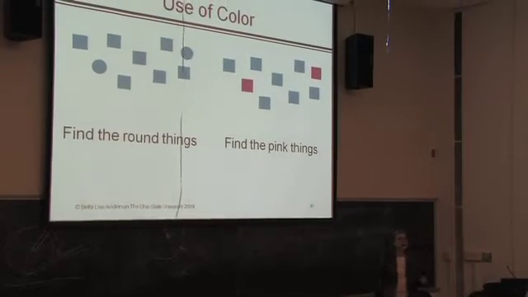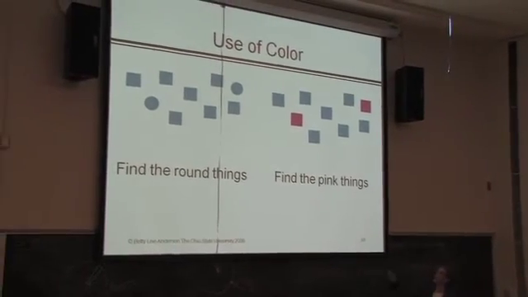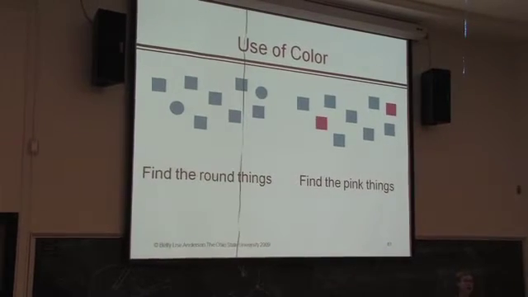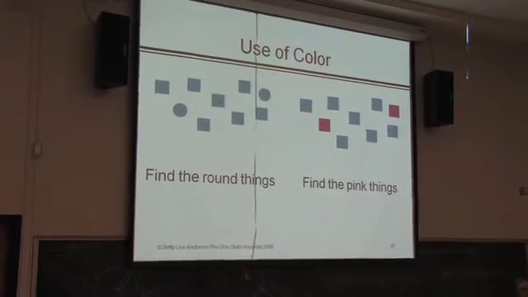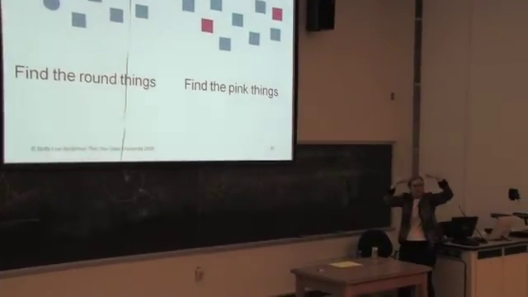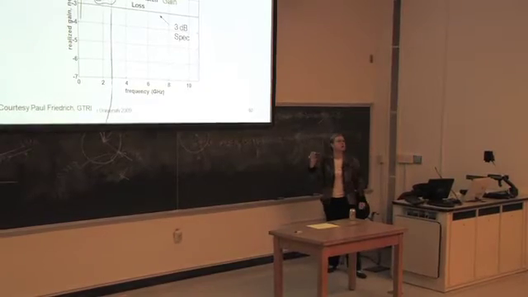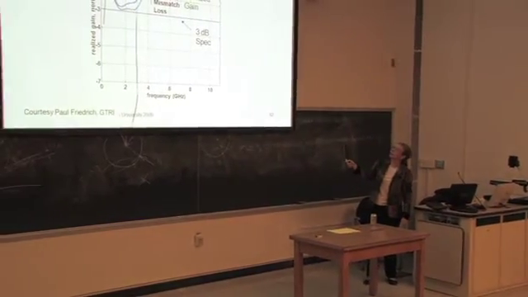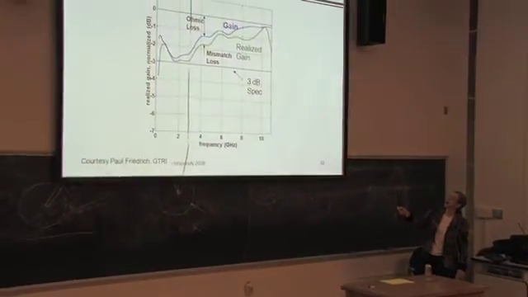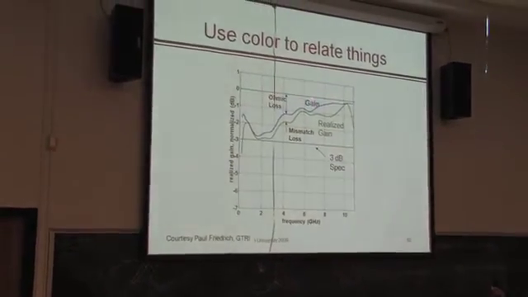Okay? Use of color. Someone says, find the round things. You can find them, but before I even said it, you say, hey, what are those 2 pink things? Okay? The fact that those 2 things are pink probably means they're related. Even without telling you, I somehow subliminally conveyed to you that the pink things are related to each other. So you can use that, like Paul Friedrich did. He labeled the plot with the label in the same color, so I know for sure that this goes with this and not with this black line.